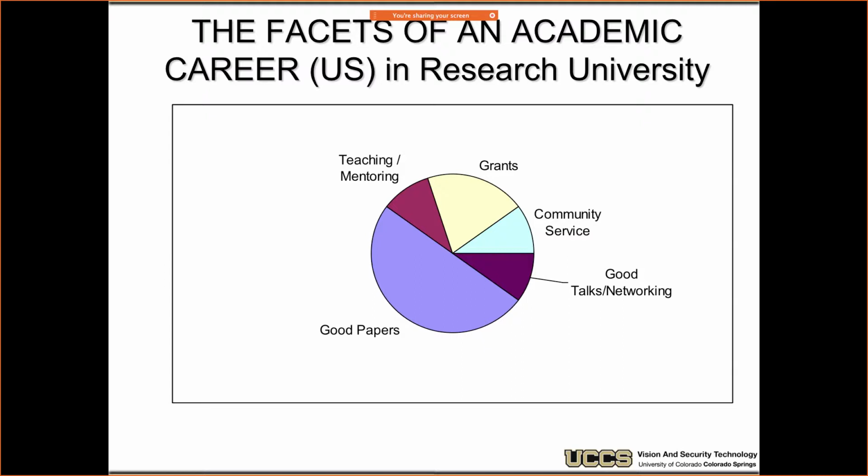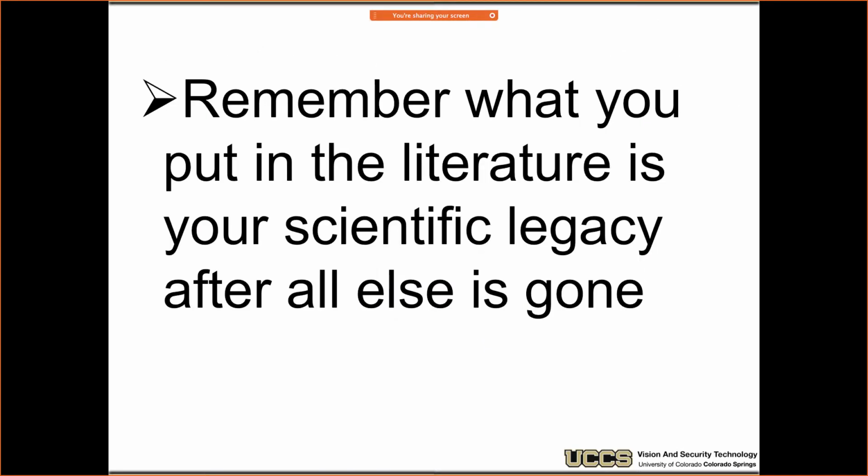And when you get done, you're not going down this path for money. Hopefully none of you think this is the way to get rich, although you might do okay. But what you put in the literature is your scientific legacy after all else is gone, right? So long after you're done with your career, if you've had papers that have really had an impact, that is your legacy. And that's one way of looking at what you do: what legacy do you want to leave? You want to have something that's going to make a difference in the world?